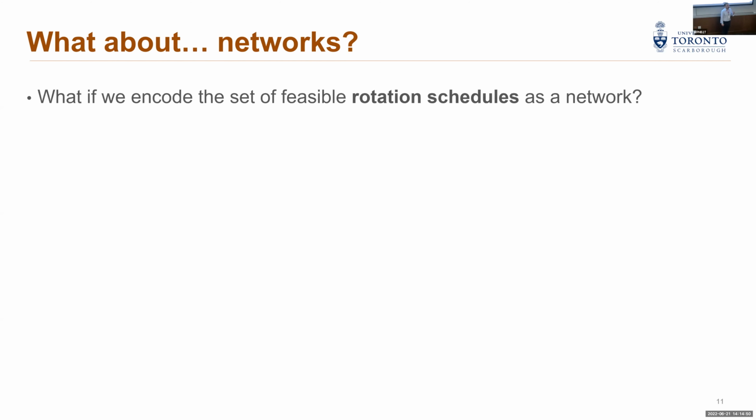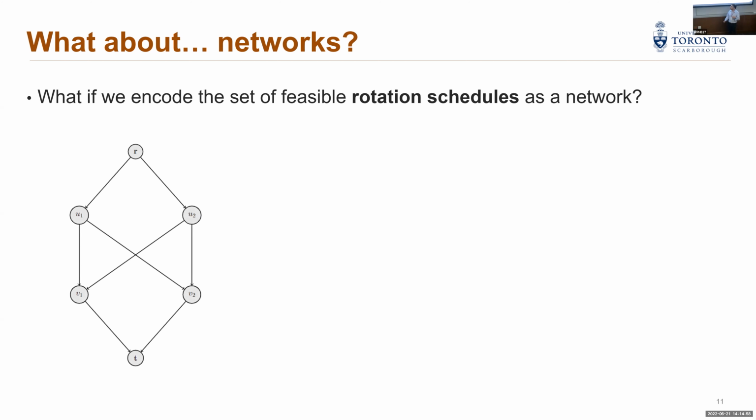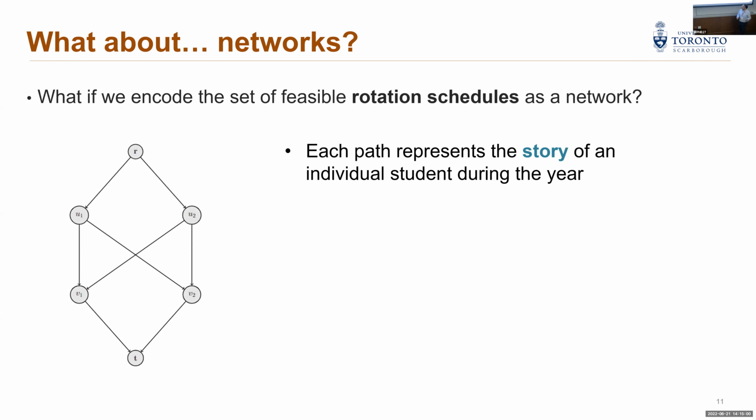So what we can do here is encode the set of feasible rotations for each individual student as a type of network, right? What would this network look like? Something more or less like this. Each path represents the story of a student, right? I like to say this is our storytelling decision diagrams when I'm studying them.